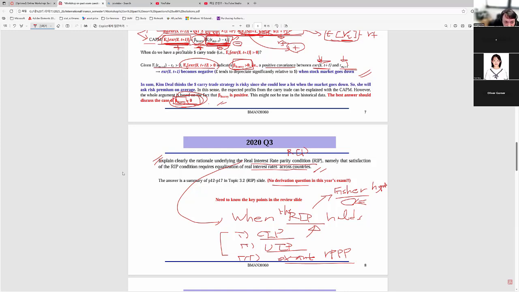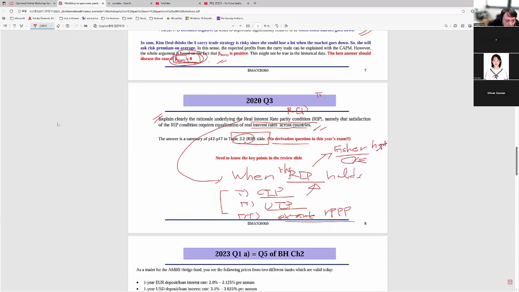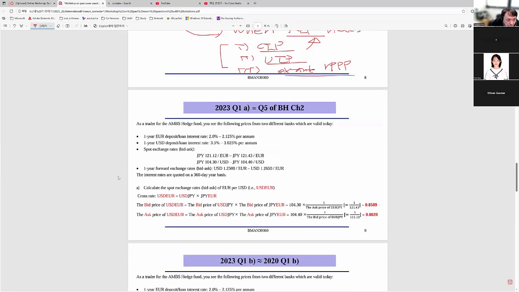So we talk about the RIP conditions, when RIP conditions should hold, and what is the implication of RIP. Just take a look at the last 3 or 4 pages of the topic 3.2 slides. The last 3 pages, you need to know all the key points there, how to get each number there. There could be some questions based on that big diagram at the end of topic 3.2 based on RIP.